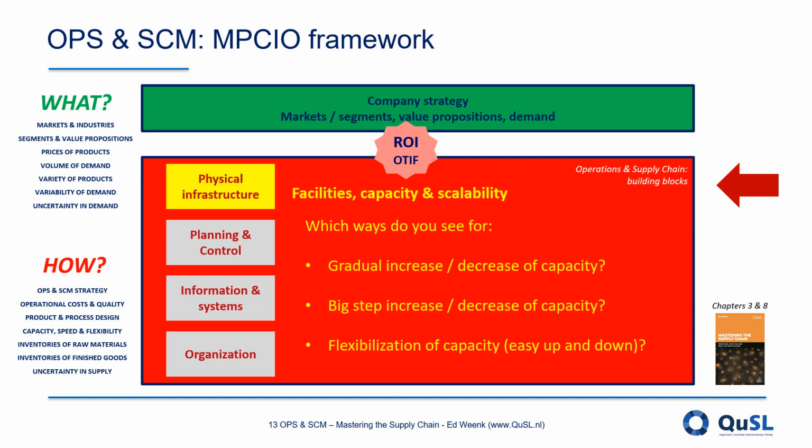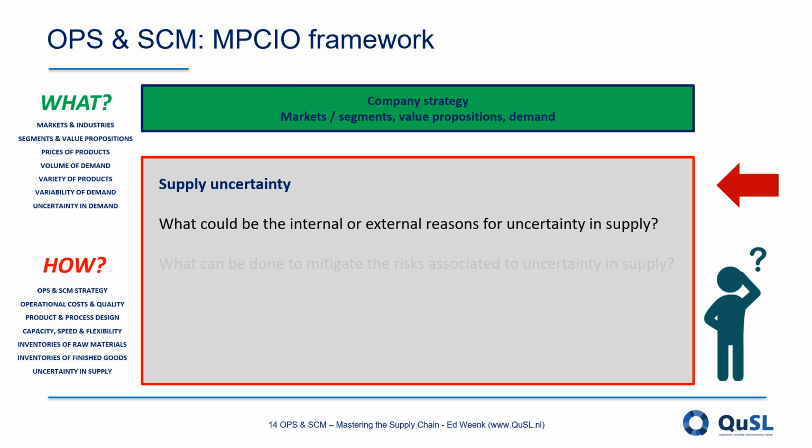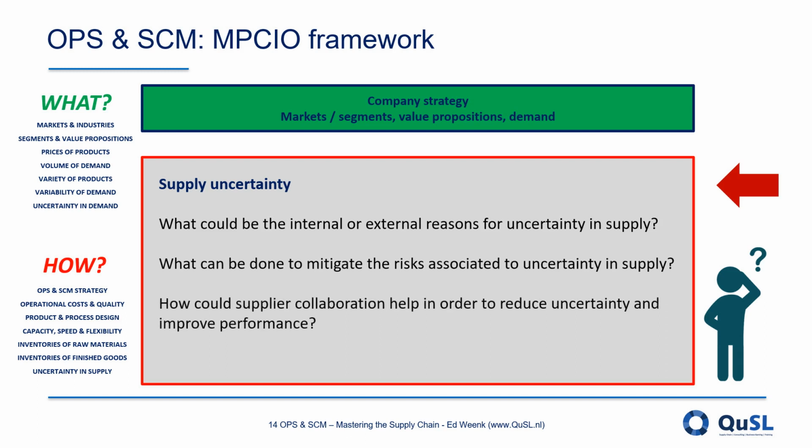And to complete this video, one more series of reflections you can do after watching. These ones about uncertainty of supply. What could be the internal or external reasons for uncertainty in supply? What can be done to mitigate the risks associated to the uncertainty in supply? And how could supplier collaboration help in order to reduce uncertainty and improve performance?